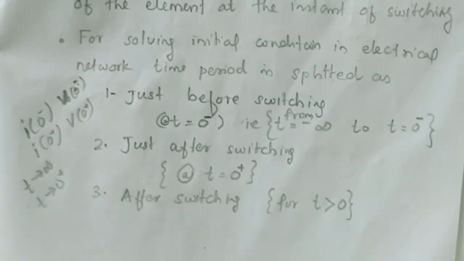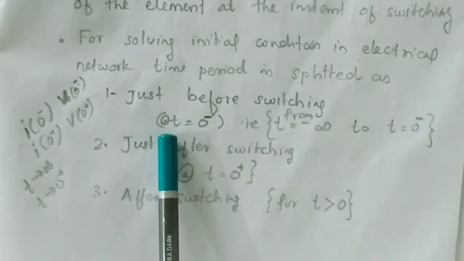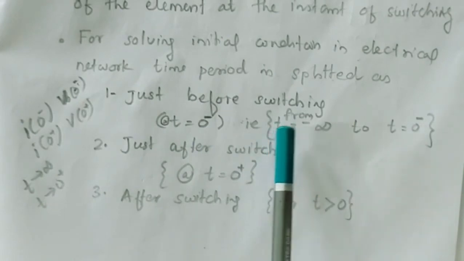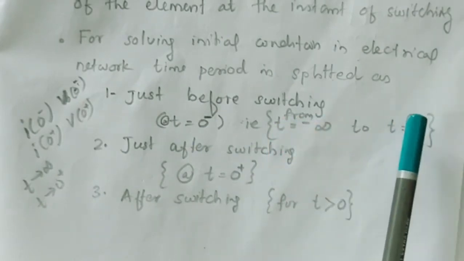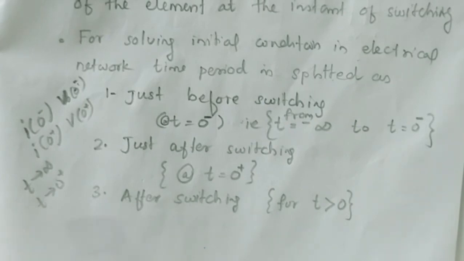So, in short, for solving initial conditions in an electrical network, the time periods are divided as: just before switching, that is at t = 0−, where time varies from minus infinity to 0−. The second category is just after switching, that is at t = 0+. Third, after switching, generally denoted by t greater than 0. So these are the three divisions of time period used during transient analysis.